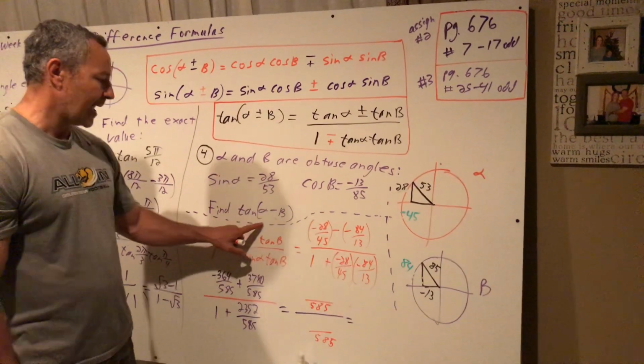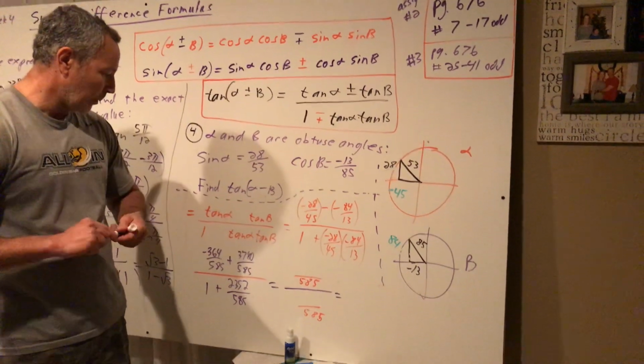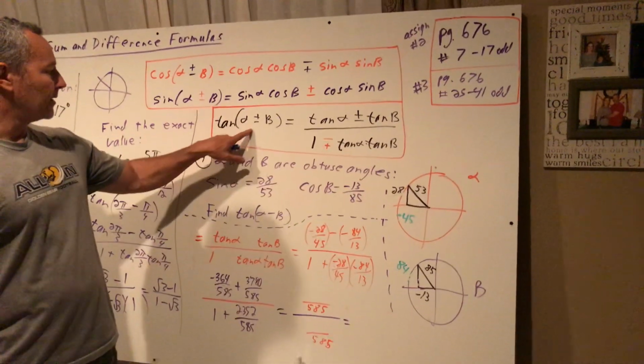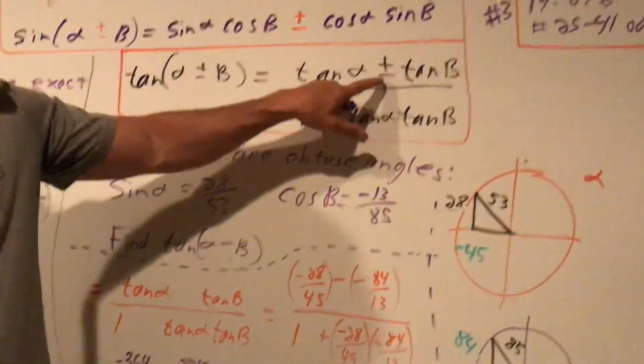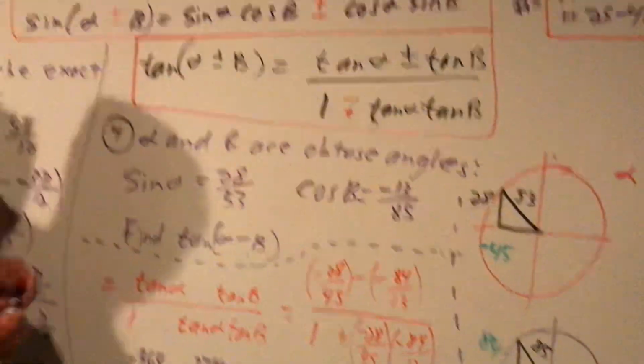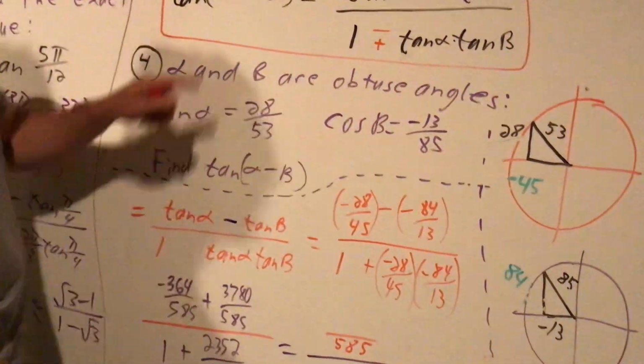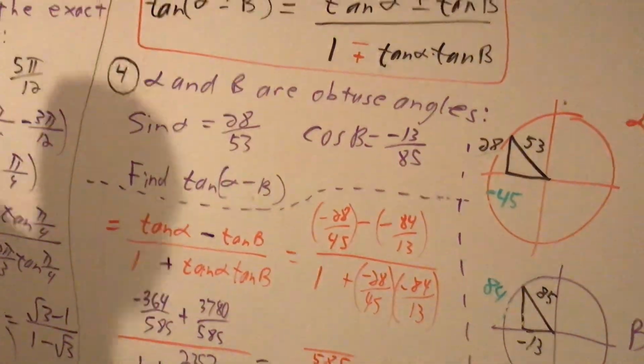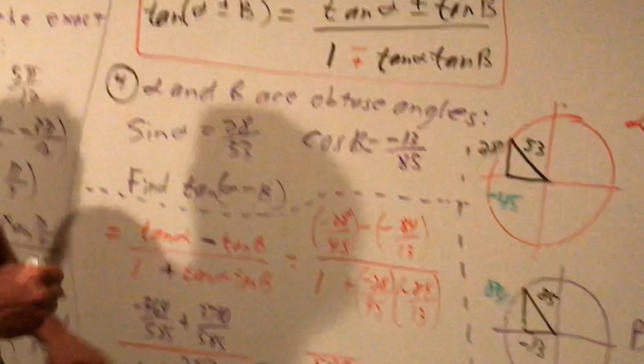They want me to do tangent of alpha minus beta. I went ahead and set this up. This is the minus. So again, that's a minus. So the top will be the same, it'll be a minus, so minus goes in here. And the bottom, if it's a minus, becomes a plus. That's the opposite sign down there. Okay? And I went ahead and did my work.